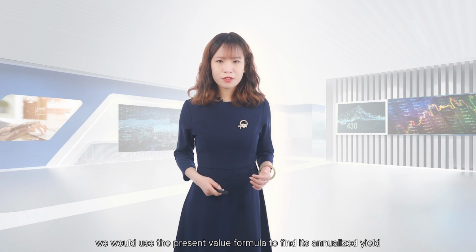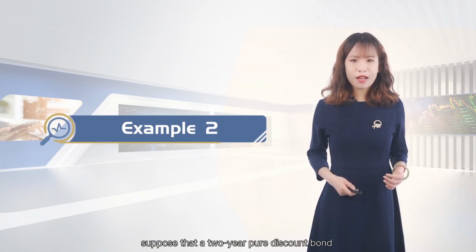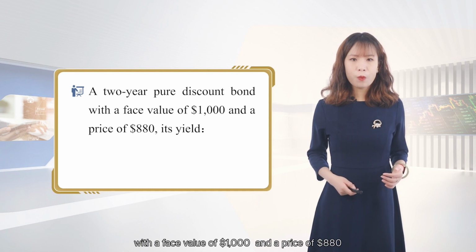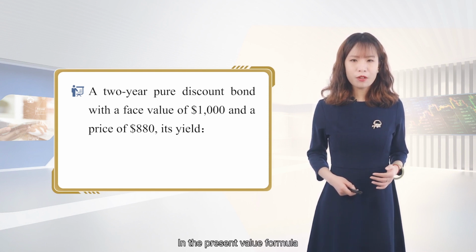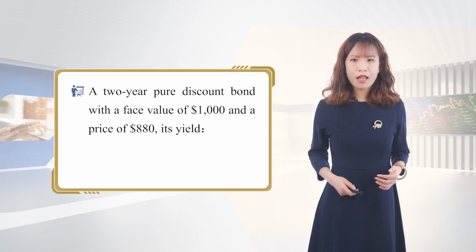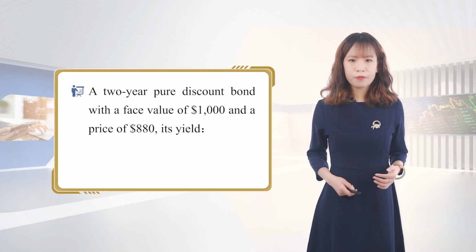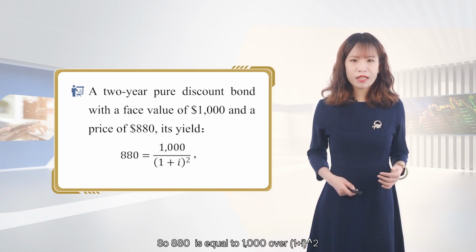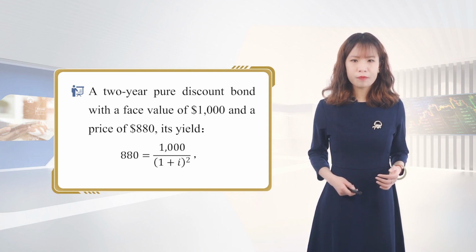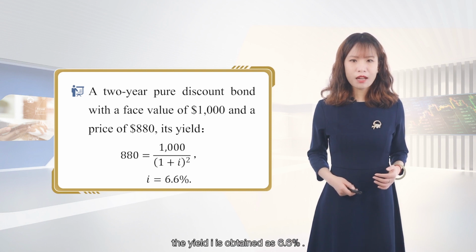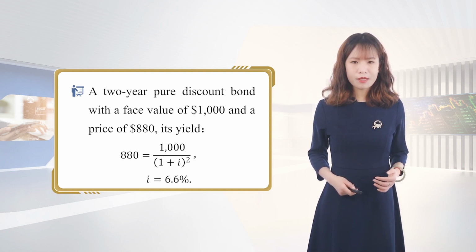If the bond has a maturity different from 1 year, we would use the present value formula to find its annualized yield. For instance, suppose a 2-year pure discount bond has a face value of $1,000 and a price of $880. In the present value formula, the PV is the price, $880. The FV is the face value $1,000, and the number of years is 2. So 880 is equal to 1,000 over 1 plus I to the second. Solving this equation, the yield I is obtained as 6.6%.